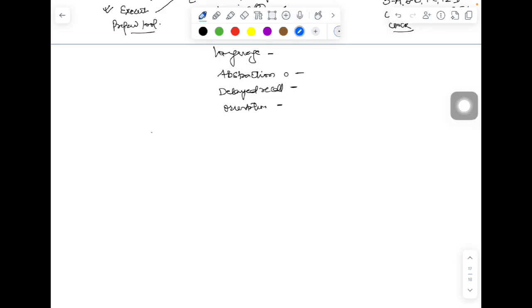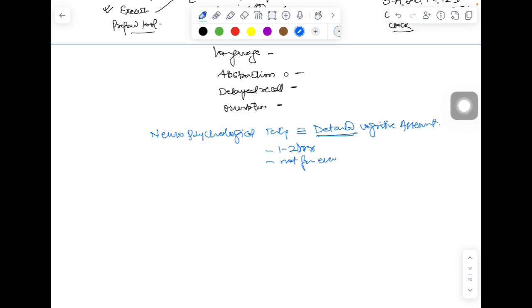So finally we have neuropsychological testing, also known as detailed cognitive assessment. Detailed cognitive assessment will take 1 to 2 hours, not for everyone. For doing this, a trained counselor, psychologist, or a person trained in that is needed. It is the gold standard. For CRCI, cancer related cognitive impairment, this is the gold standard.